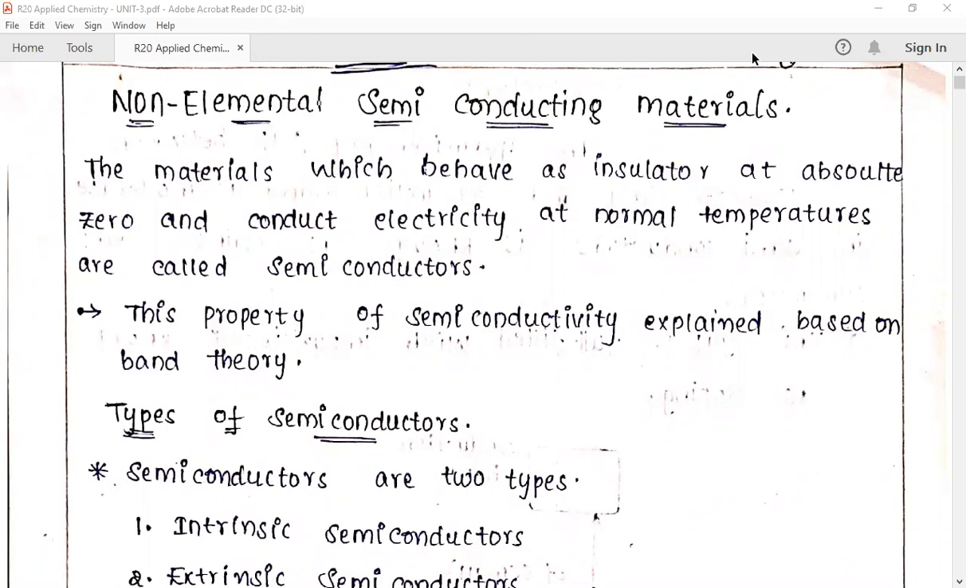Today, I want to discuss the non-elemental semiconducting material. What is non-elemental semiconducting material? That means semiconducting materials are classified into two types. They are elemental semiconductors and non-elemental semiconductors.